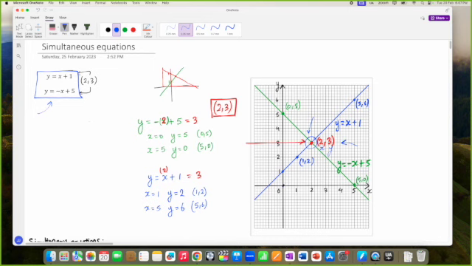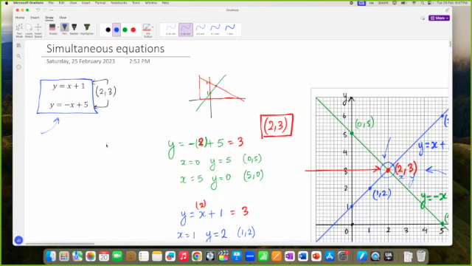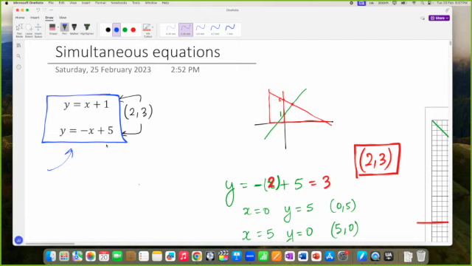That x and y value will satisfy both the lines, and we could see that here. If we take 2 as the x value and put it in the first equation for x, 2 plus 1, we get 3 for y. So 2, 3 works in the first equation. If we check the second equation, we take the 2 and put it here for x. So we have minus 2 plus 5, which is 3. So 2, 3 works for both equations.